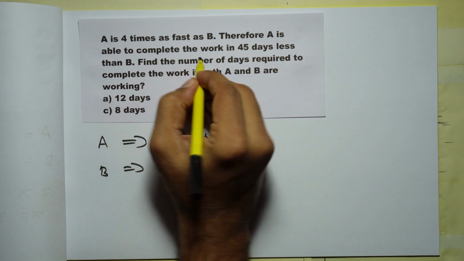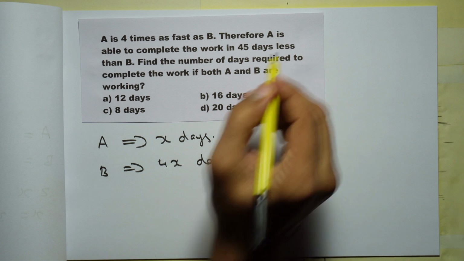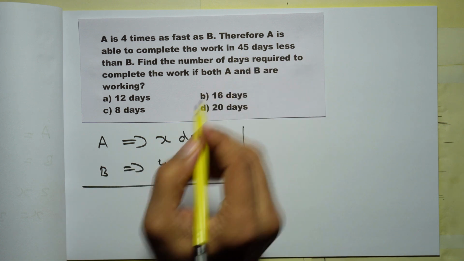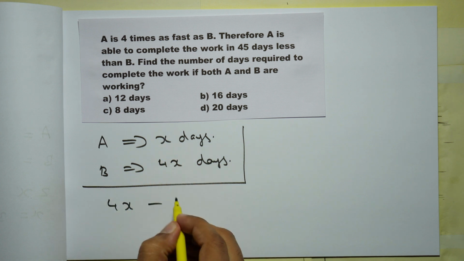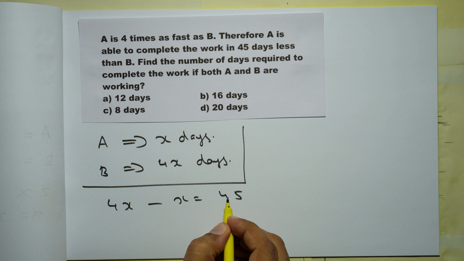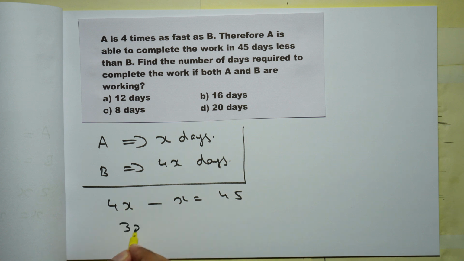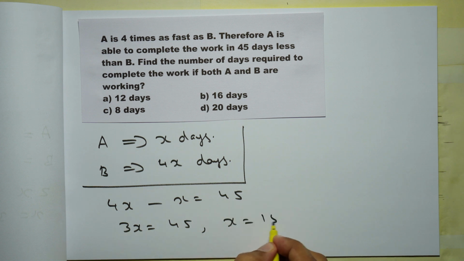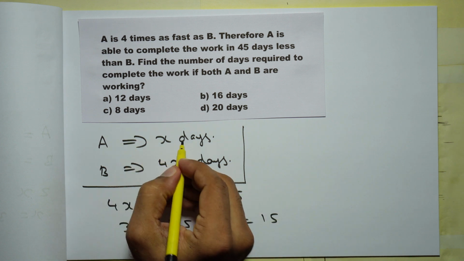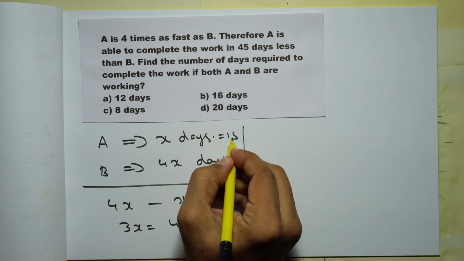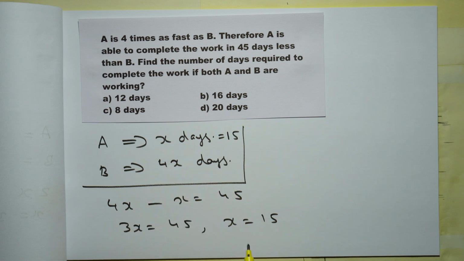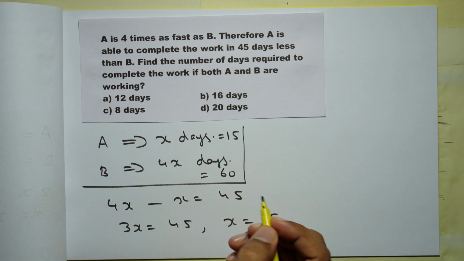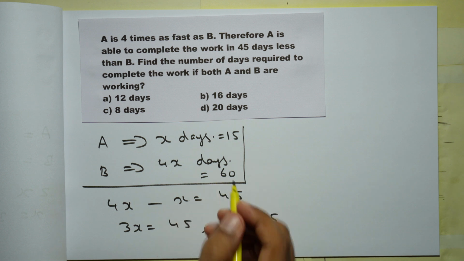Therefore A is able to complete the work in 45 days less. So A requires 45 days less. Time required by B is 4x minus time required by A is x, and that is equal to 45 days. So 4x minus x, 3x is equal to 45, or x you will get as 45 by 3, that is 15. So A requires x days and x is equal to 15. So A actually requires 15 days and B requires 4x. So 4 into 15 is 60 days. So B requires 60 days.